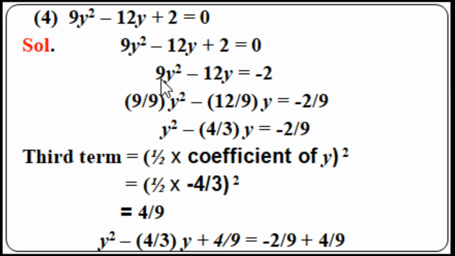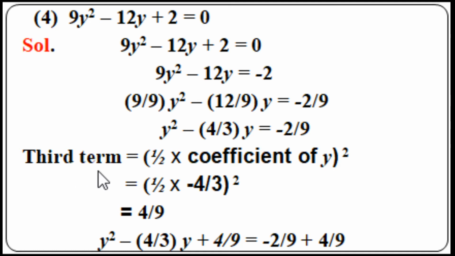So what we are going to do, we divide each term by 9. So 9 by 9 y square minus 12 upon 9 y is equal to minus 2 upon 9. So 9 cancels, we get 1. Here 3 3s are 9, 3 4s are 12, we get minus 4 upon 3 y. Here minus 2 upon 9.